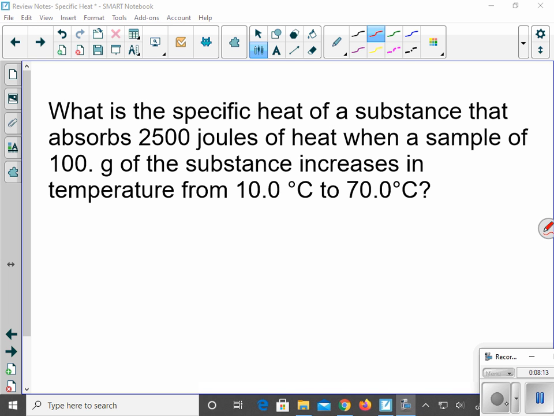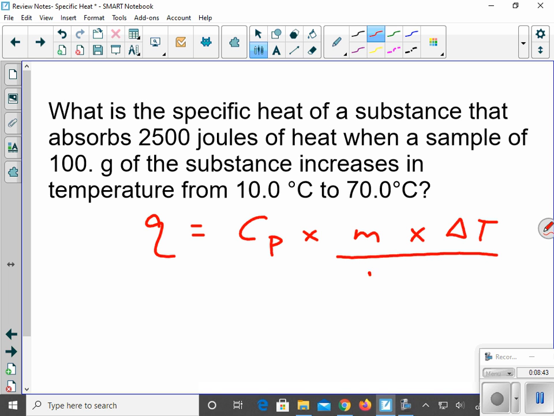Mental note, I see that I have 2 sig figs because my 2,500 joules is only 2 sig figs. So when I get finished, I'm going to sig fig this to 2 digits. Now, I have my equation, and I'm going to have to manipulate it. Q is equal to the specific heat times the mass times the change in temperature. Now, I'm trying to calculate the specific heat of the substance. So what I'm going to do is divide both sides by the mass times the change in temperature.